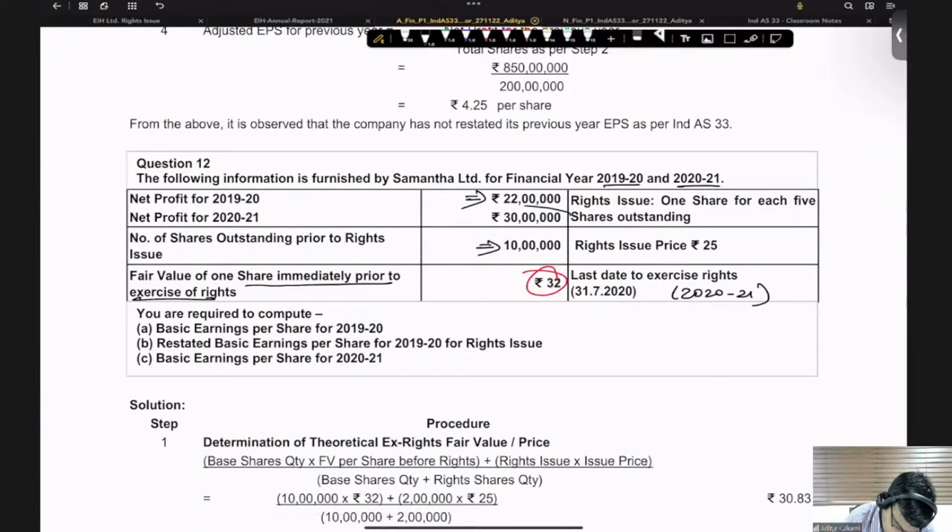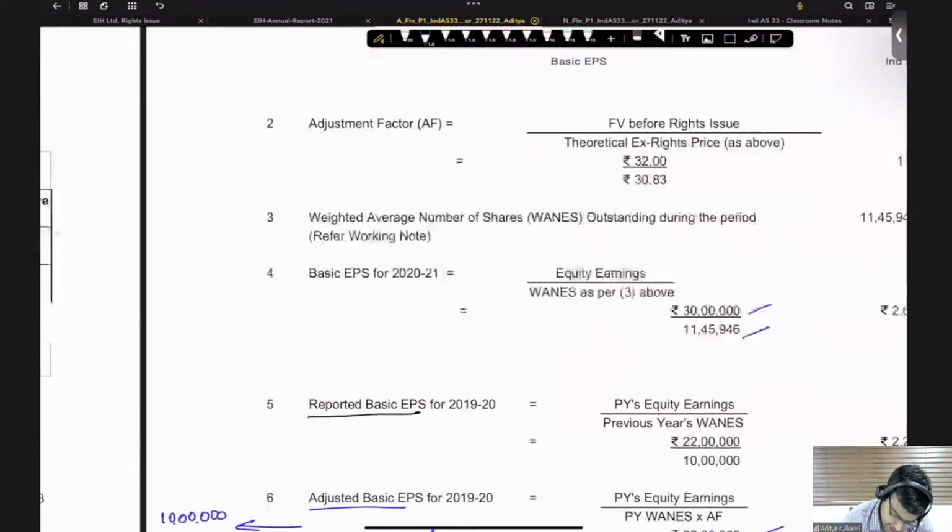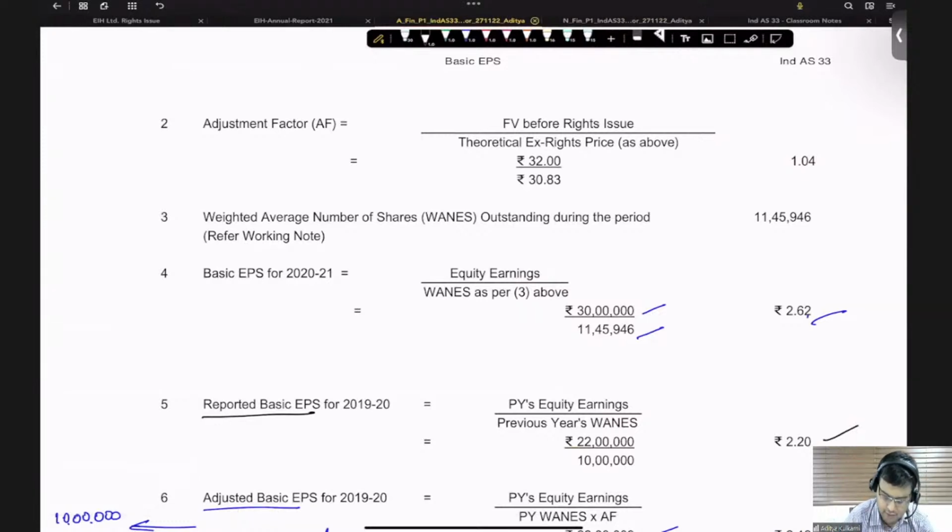Not this one. Assignment question. 30 lakhs divided by 1145,946. So that comes to 2.62. Have you understood the concept of rights issue? I have spent nearly half an hour trying to make you understand the concept of rights issue. Have you understood?